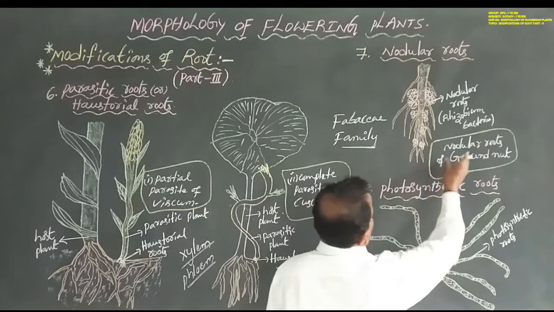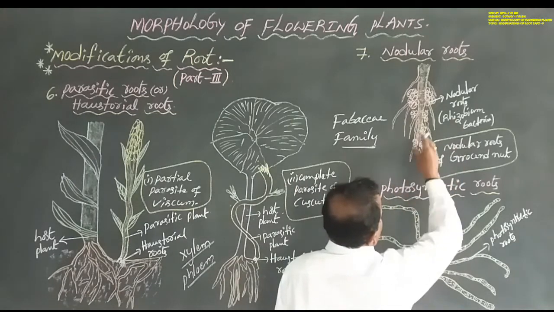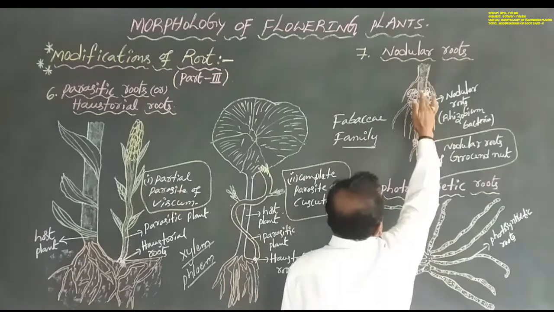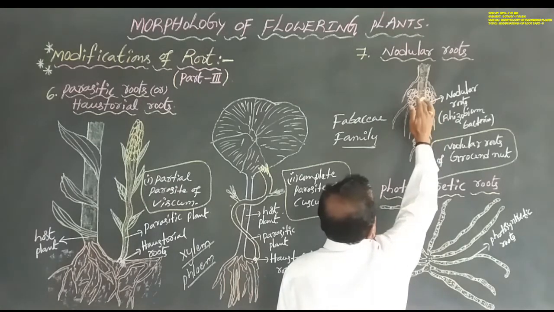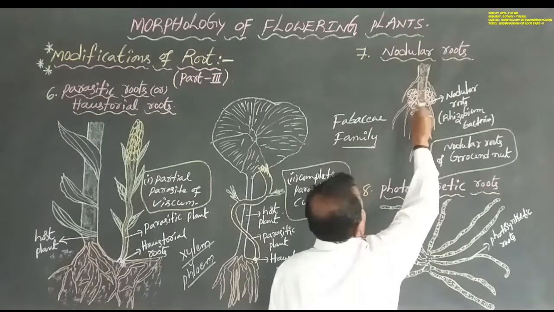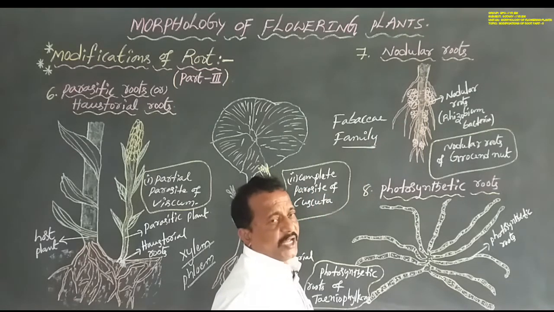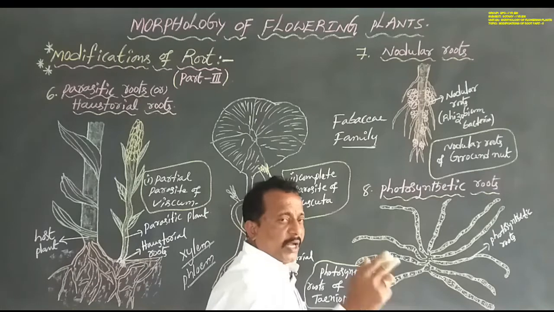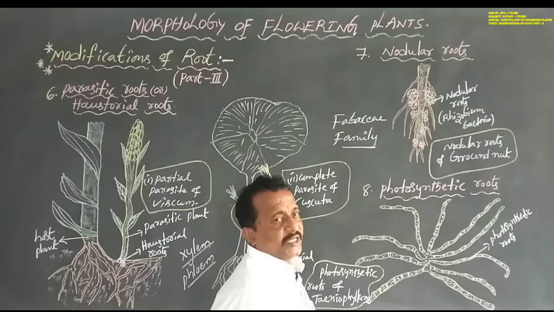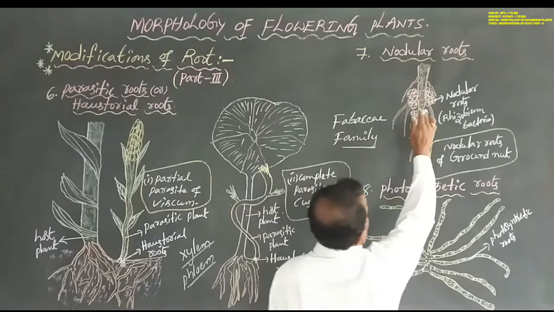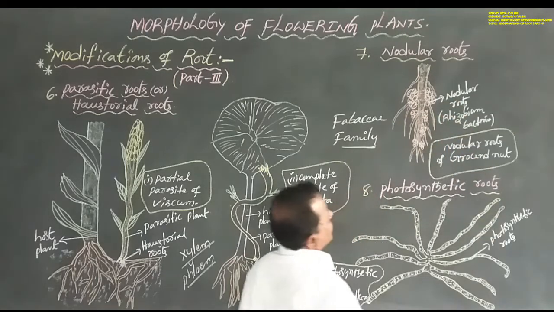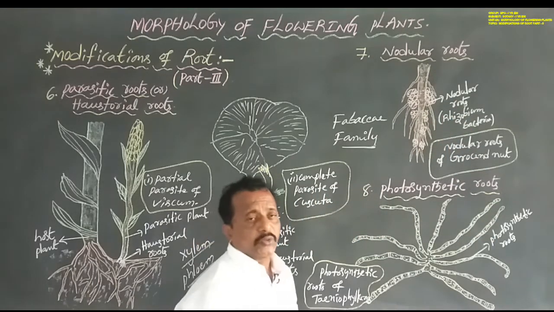Dear students, these are dicotyledon plants. These dicotyledon plants contain a taproot system. This taproot system contains nodule-like structures of smaller size that appear on the taproot system. Hence these roots are named nodular roots.